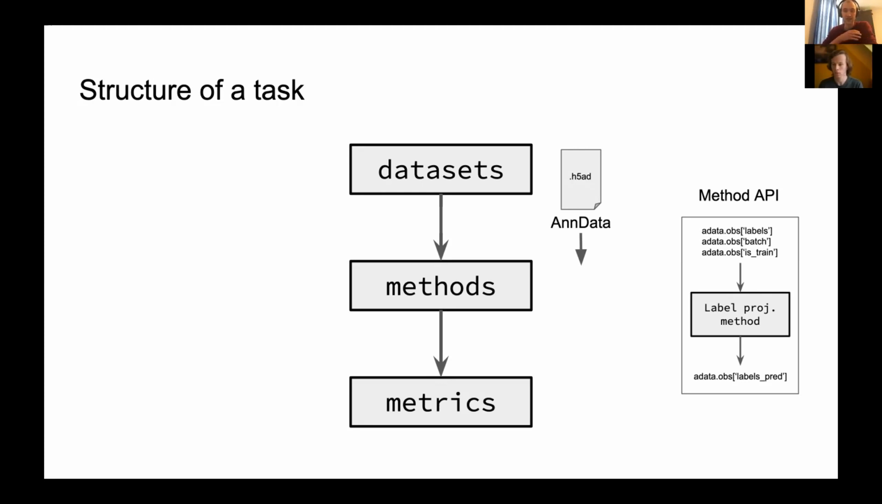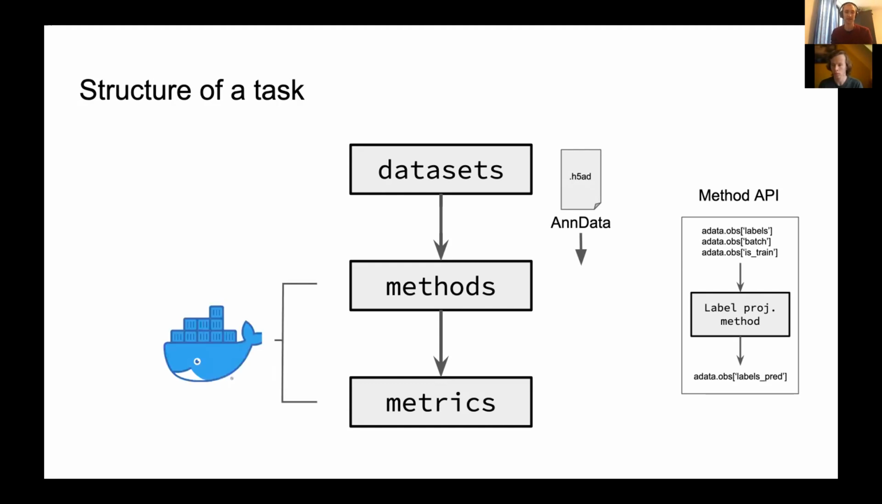The method can then take this information from the data loader and perform a label projection, and then output this into a labels_pred field in the adata.obs column, which means that every single cell gets a predicted label. And so by defining this API, more people can introduce methods into your defined task, and they understand exactly what they can expect as input and what they should give as output with the exact labels.